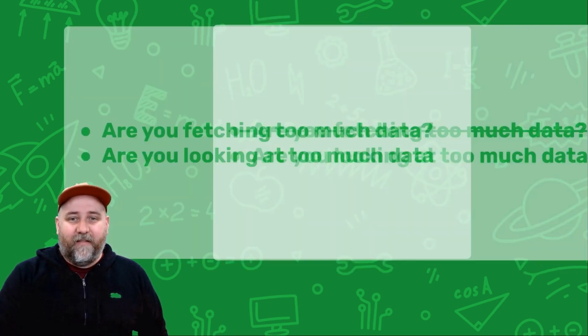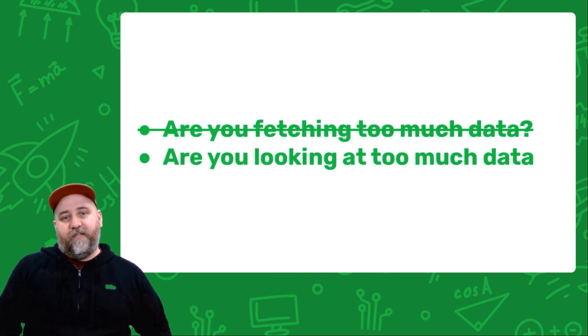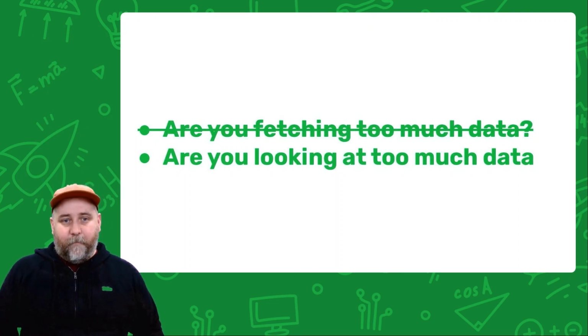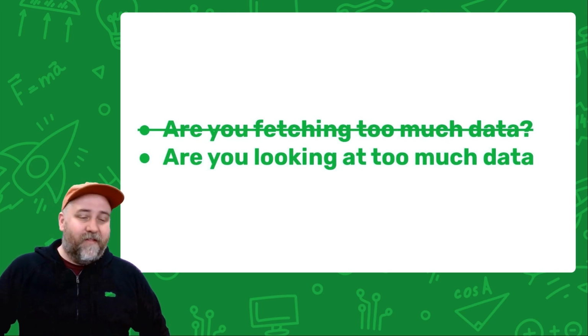Now, the second one is a bit harder to fix, and it's a bit more nuanced. This is, are you looking at too much data? Basically, for every row that you return to the user, how many rows do you need to inspect in the database? Is it 1-to-1? Is it 100 rows for every one that you return? Is it 10,000 for every row you return?